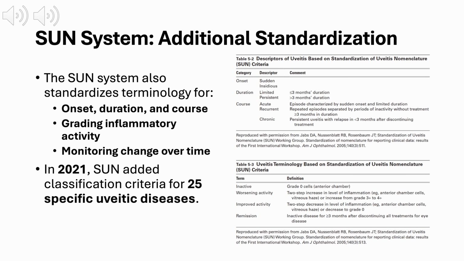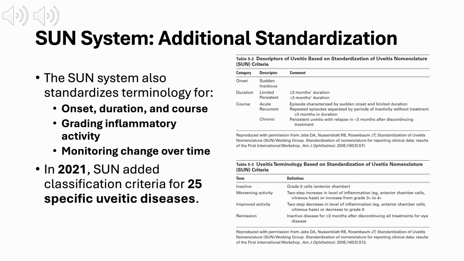Beyond location, the SUN system also standardizes the language of activity and time. It gives us agreed terms for onset, duration, and course, for grading how active the inflammation is, and for monitoring change over time, so that a 2+ cell reaction or a chronic course means the same thing in every clinic and every trial. And SUN keeps evolving. In 2021, it added formal classification criteria for 25 specific inflammatory diseases, moving the field from description towards standardized diagnosis. Let's run through the standardized terms.